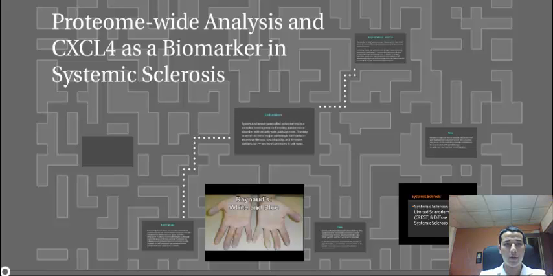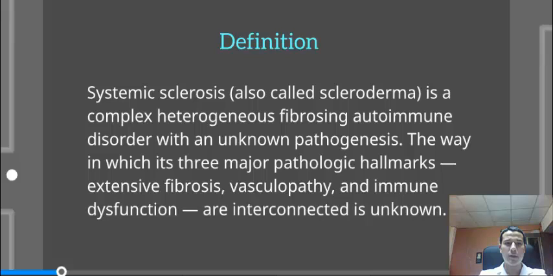Hi everybody, my name is Guillermo Coronel, and today we are going to talk about proteome-wide analysis and CXCL4 as a biomarker in systemic sclerosis. Systemic sclerosis, also called scleroderma, is a complex, heterogeneous fibrosing autoimmune disorder with an unknown pathogenesis. The way in which its three major pathologic hallmarks, extensive fibrosis, vasculopathy, and immune dysfunction, are interconnecting is unknown.